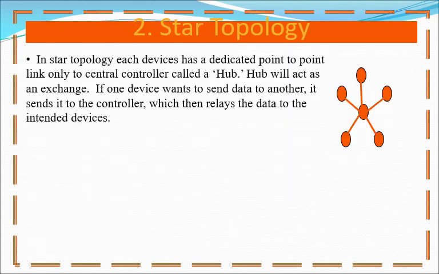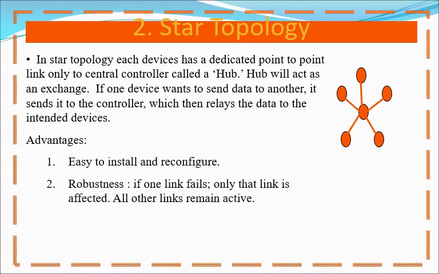The second topology is star topology. In star topology, each device has a dedicated point-to-point link only to the central controller. That central controller is called a hub. This hub will act as an exchange. If one device wants to send data to another device, it will send it to the controller. Then the controller will relay the data to the intended device. Advantages of the star topology are that it is easy to install and easy to reconfigure. The second advantage is robustness, which means if one link fails, only that link is affected, and all other links remain active. But the drawback is data transmission is slow.